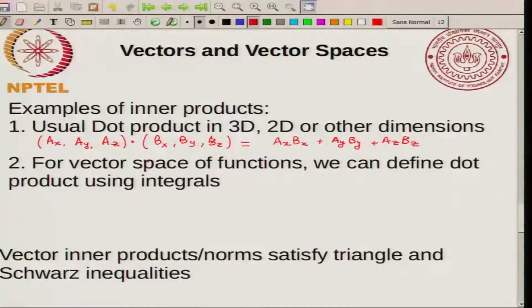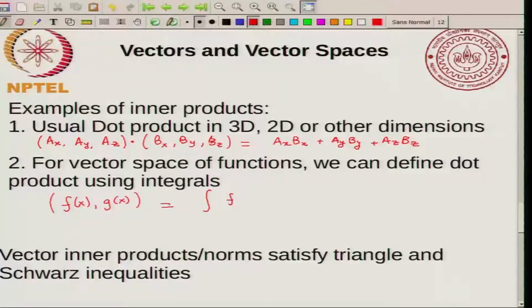Okay. Now, what about the vector space of functions? So, we talked about these functions f of x. So, suppose I had two functions f of x and g of x. Okay. How do I define their dot product? Okay. So, you can define dot product. One definition is to say that the dot product of f and g should be a scalar, and you notice that it should be commutative. So, f dot g should be equal to g dot f. Okay, and it should satisfy the norm condition.